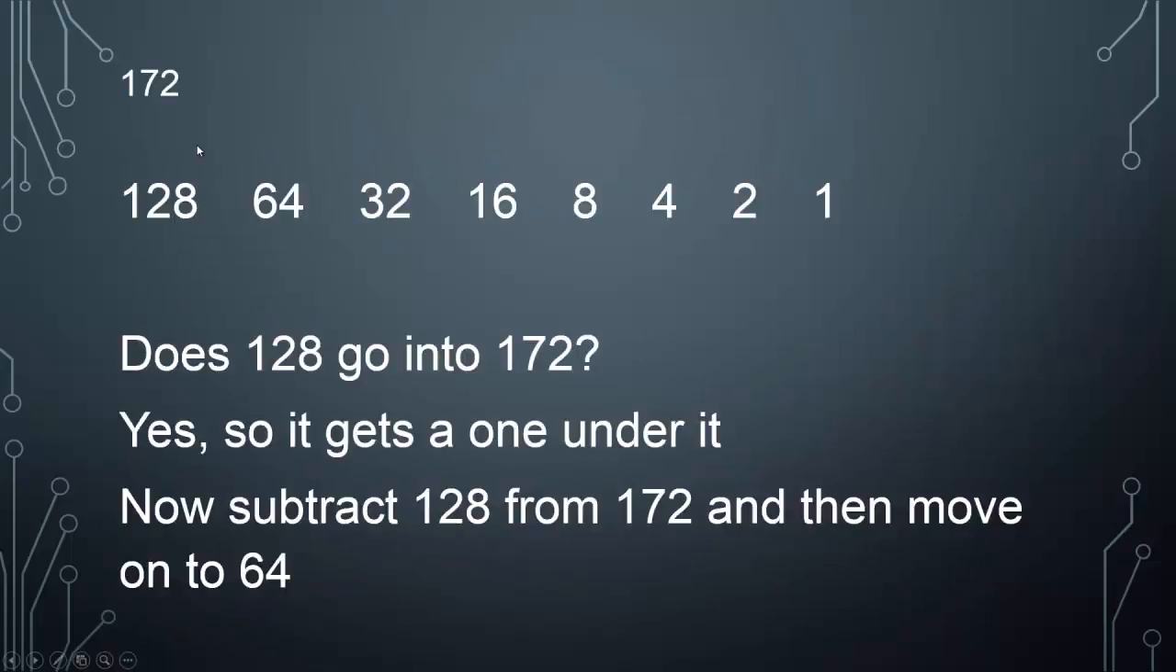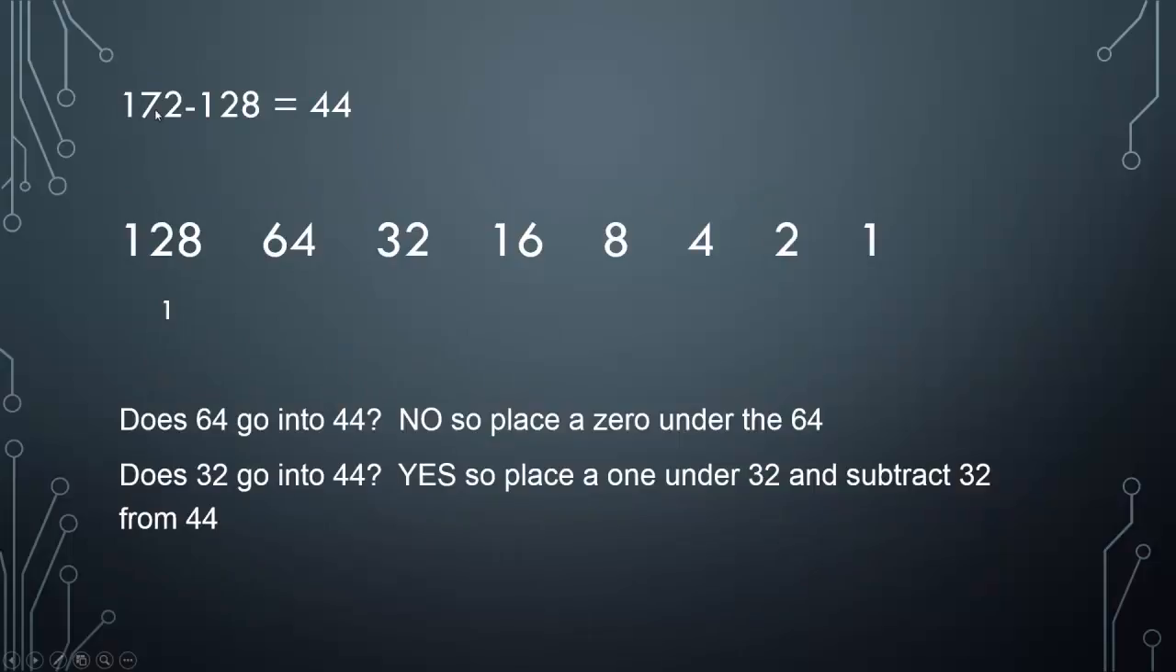So I have 172. So again, I create my number line. I start with 1, double it 7 times to the left. And then I ask myself, does 128 go into 172? If the answer is yes, I put a 1 here. If the answer is no, I put a 0 here. So the answer is yes, so it gets a 1 under it. And then I subtract 128 from 172, and then I move on. So I take 172 and I minus 128, and I get 44 left over.